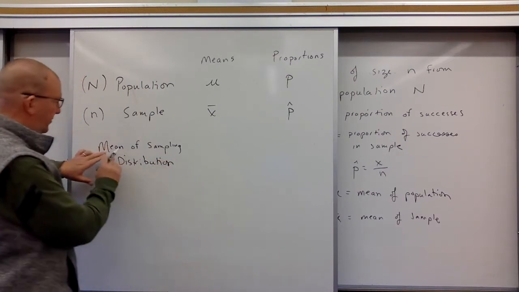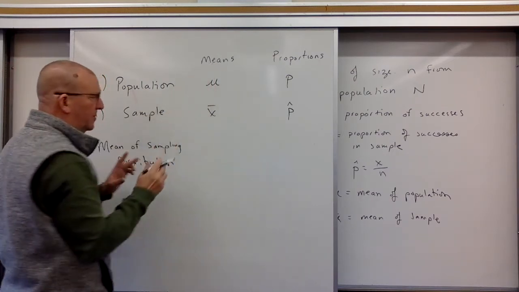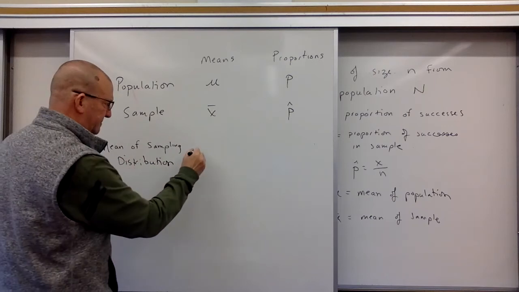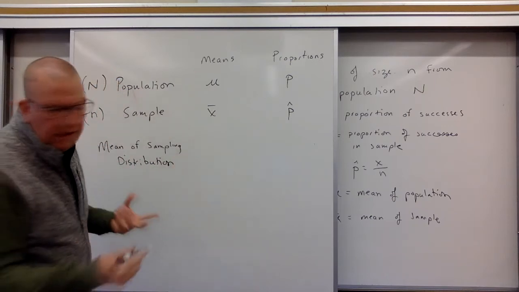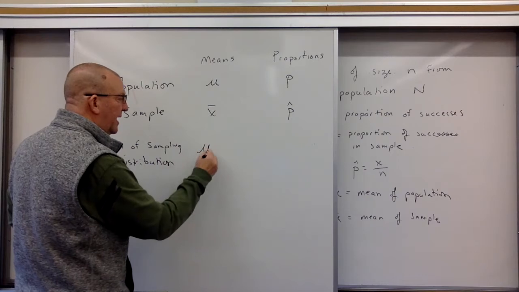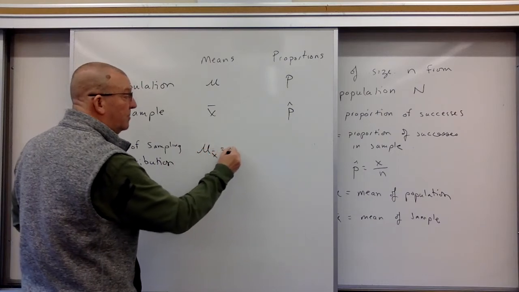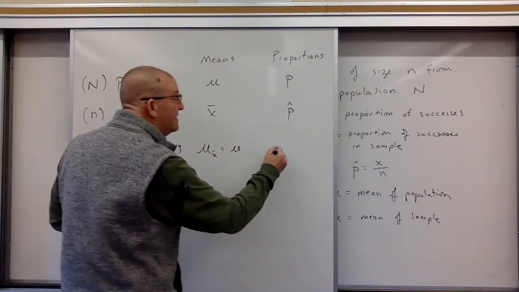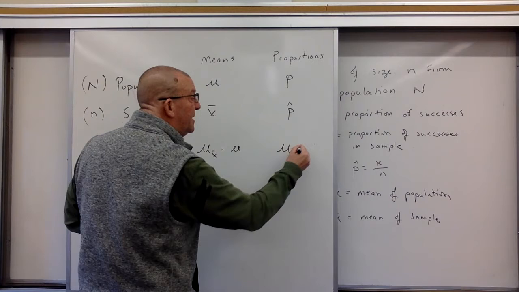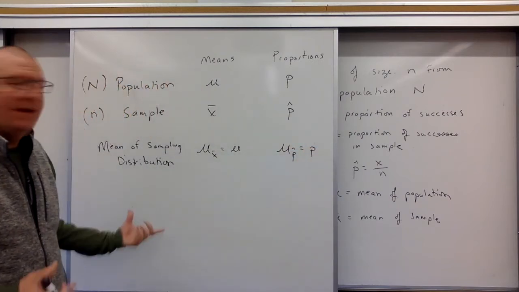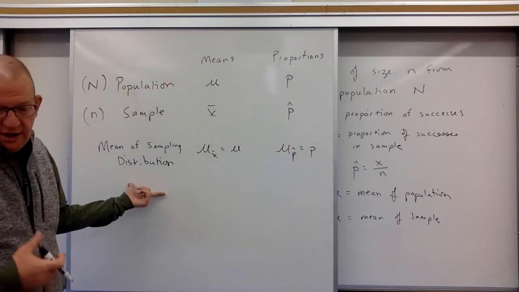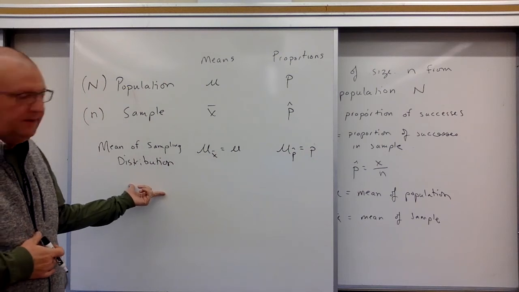And I know it's kind of confusing because I'm using mean here and mean up here, but I think you understand what I'm saying. If I take the average of all of these X bars, that should be mu. And if I take the average of all of these P hats, that should be P. This is what we're talking about. Now, provided what? There's a couple of conditions here.